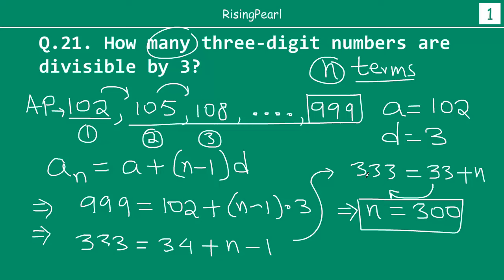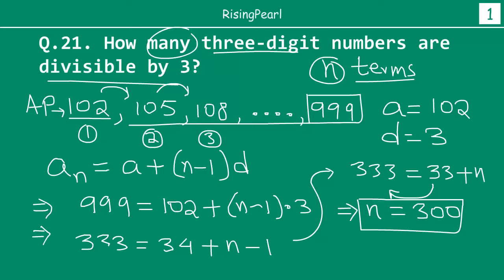So what does it mean? It means there are 300 numbers which are 3-digit and which are divisible by 3. So friends, as you can see, this is a really powerful tool. The arithmetic progression and this aspect of finding the nth term using this formula a_n equals a plus (n minus 1) times d, you can see how powerful it is, because using arithmetic progression and this formula in particular, we could find out how many 3-digit numbers are there which are divisible by 3.